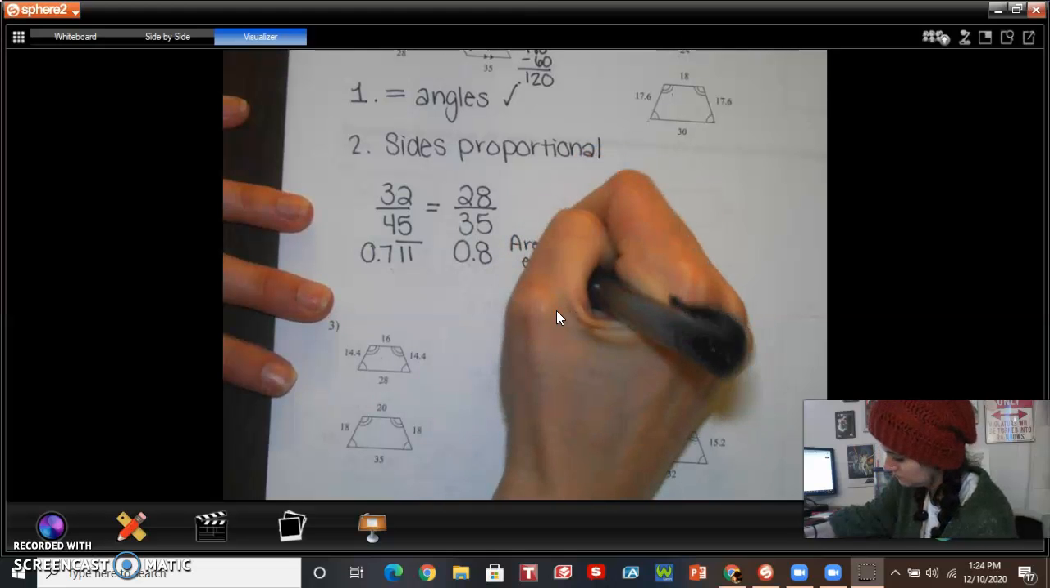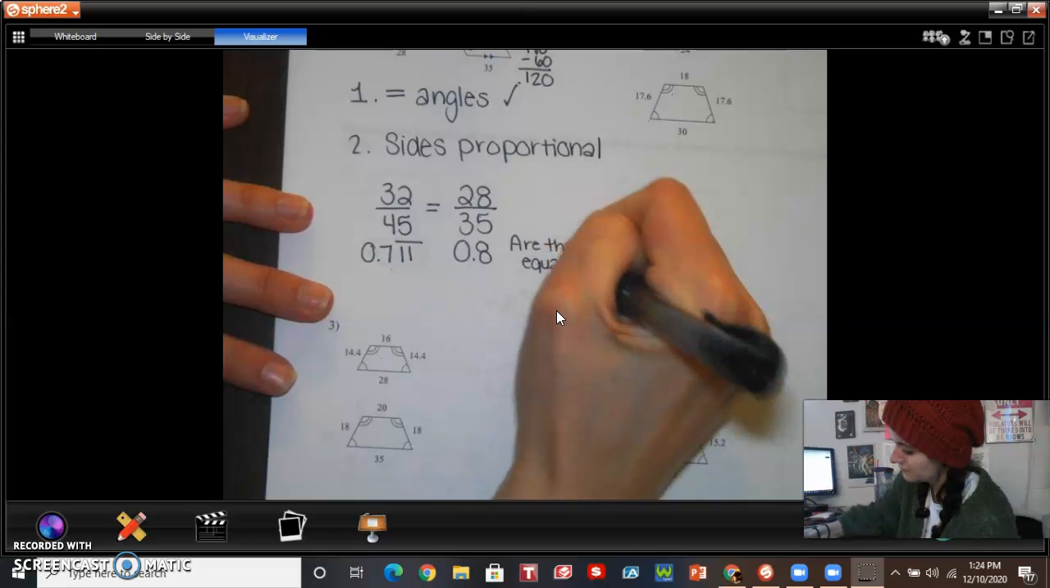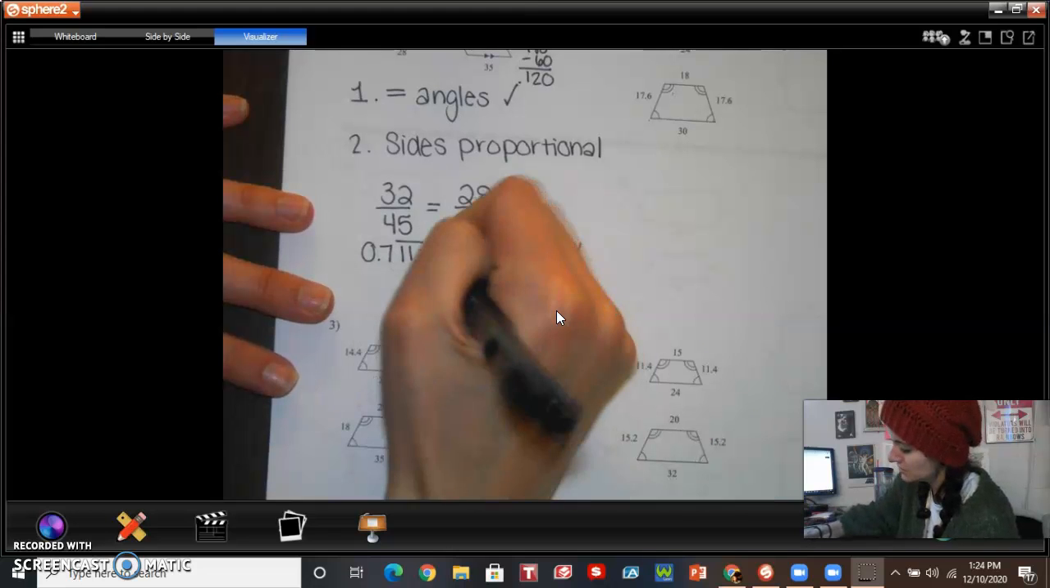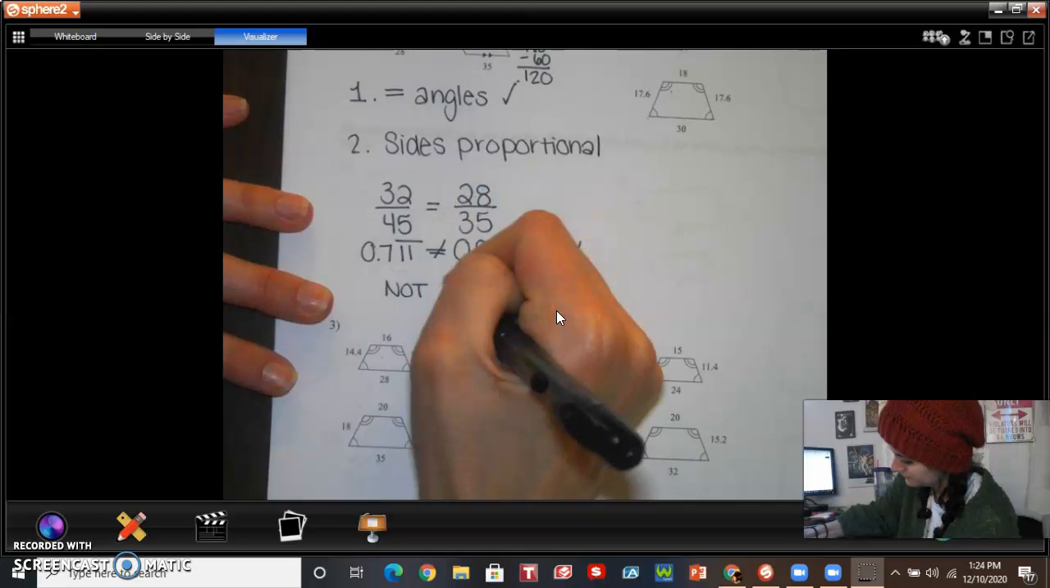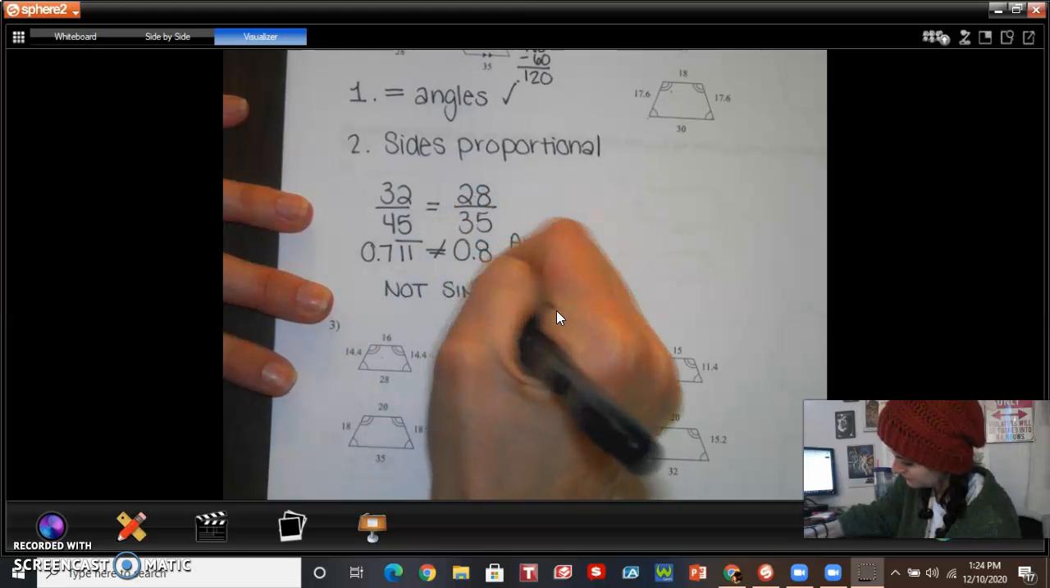So that's how you're going to do the first 10 questions on this worksheet. So make sure you do those, and then you can submit your answers on the Google form. You'll either click similar or not similar.